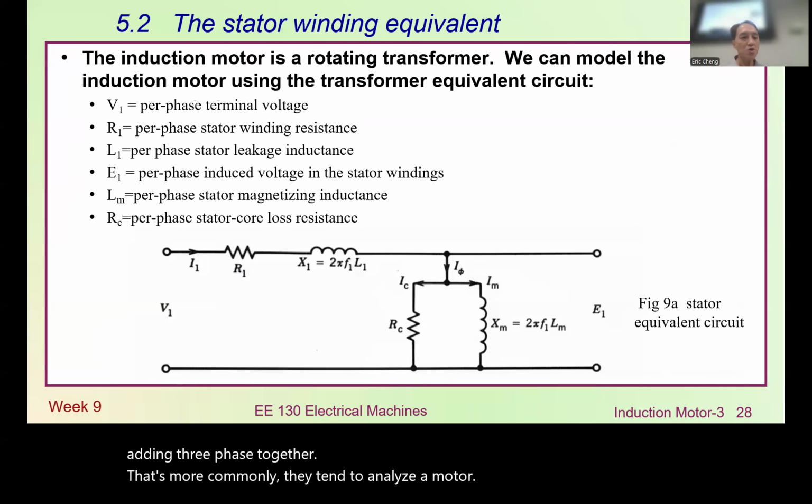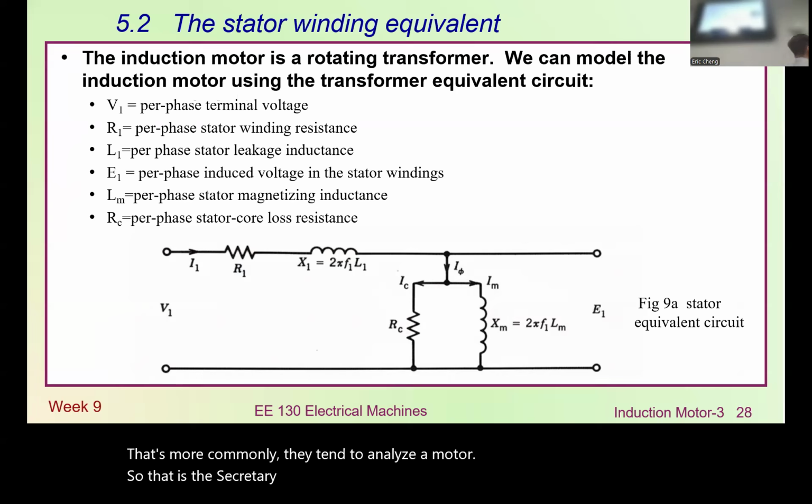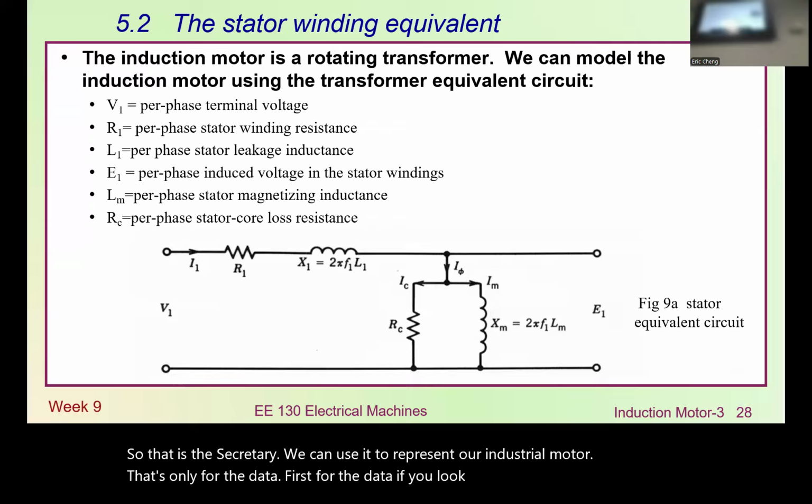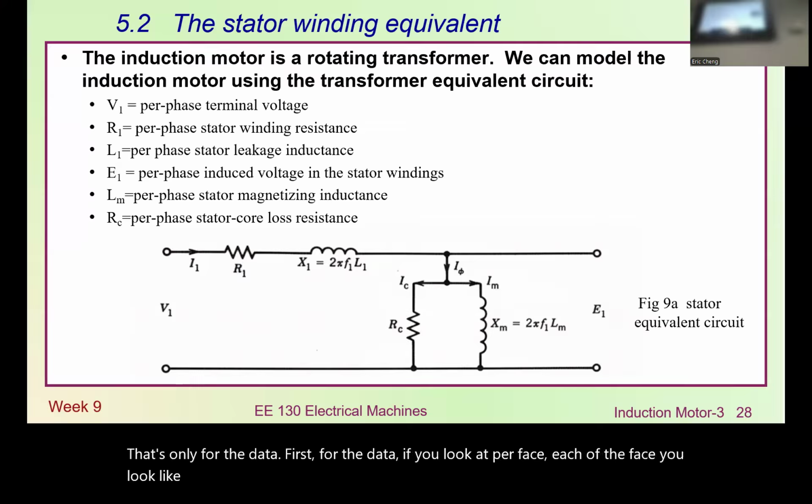So that is the circuitry we can use to represent an induction motor. That's only for the stator first. For the stator, if you look at each phase, it looks like that. Firstly, on the input side, you've got the resistance R1, which is the stator resistance, like the copper resistance.